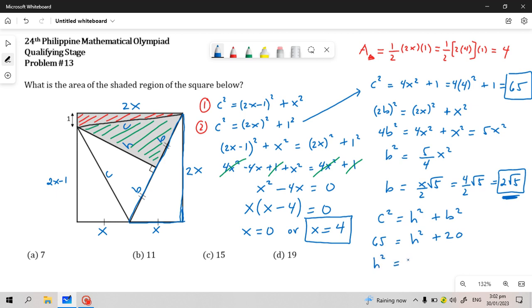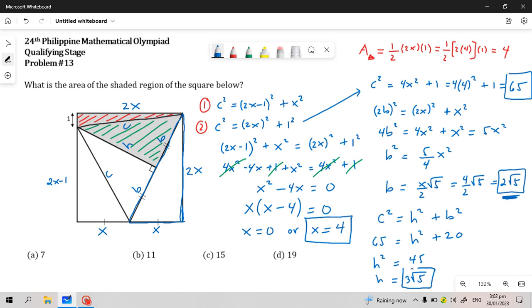Then h squared equals 40, and then solving for h, get the square root of both sides. I mean, this is not 40, this is 45. Sorry about that. So that's 45. 45 is 9 times 5, so if we get the square root of 45, that's 3 square root of 5. Now we have the values of b and h.